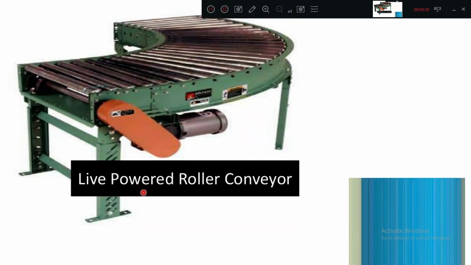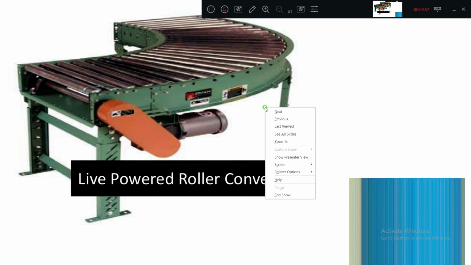So live powered roller conveyor means what? Automatically the rollers are rotating in this direction so that the goods or packets which are placed on this one are also in continuous motion. So that is why powered is used. Otherwise it would be a gravity roller.